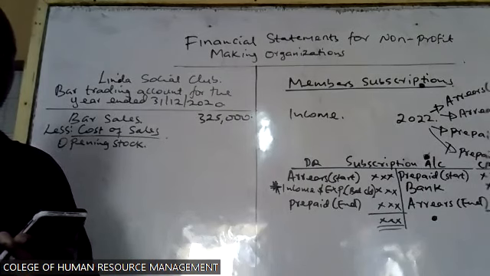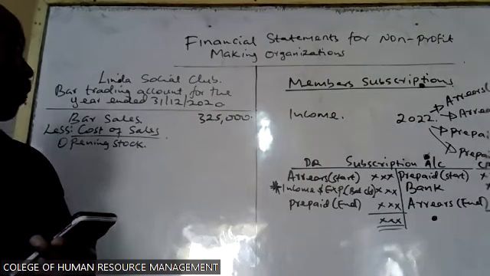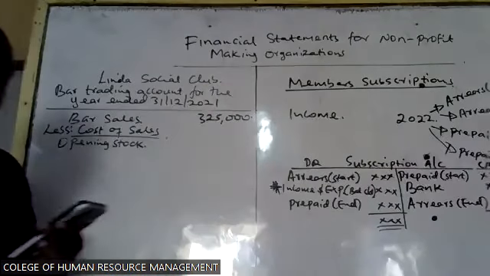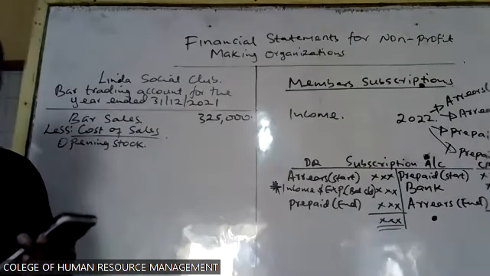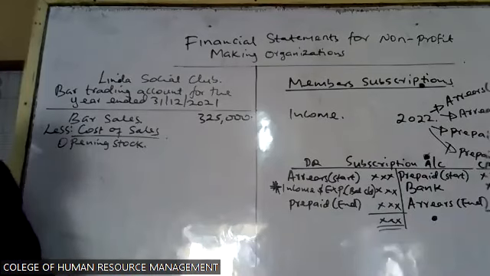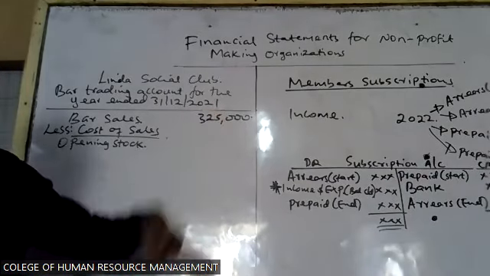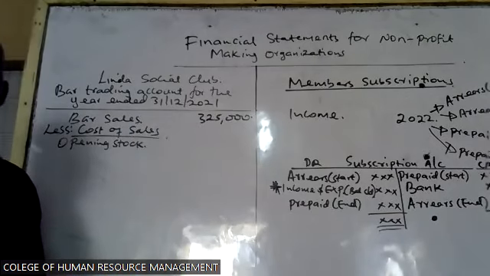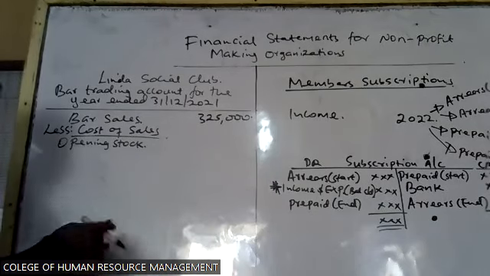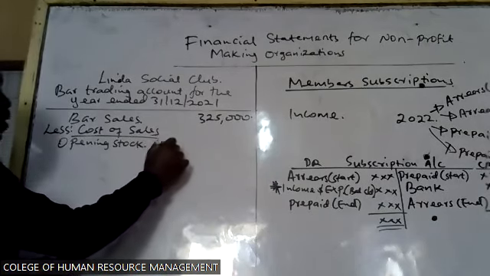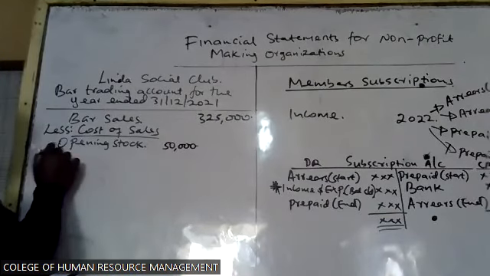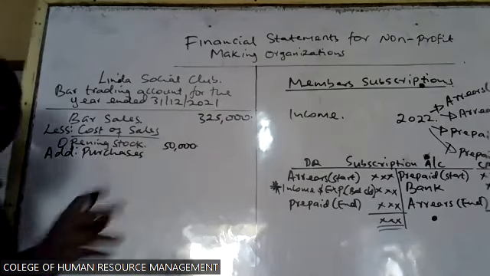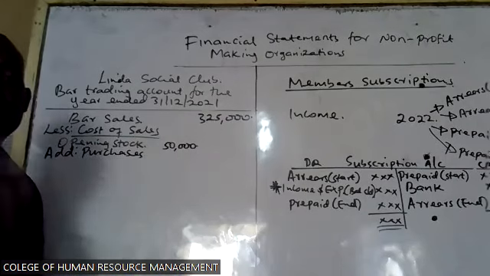That one is for 1st December 2020, and this one is 2021. So that 1st December 2020 figure, 50,000, is the opening stock. Remember, we are preparing for 2021, and the day after 1st December 2020 is 1st January 2021. That stock now becomes our opening stock, 50,000. The refreshment stock when we were starting the year was 50,000. And the purchases. Remember, the cost of sales is opening stock plus purchases minus closing stock.